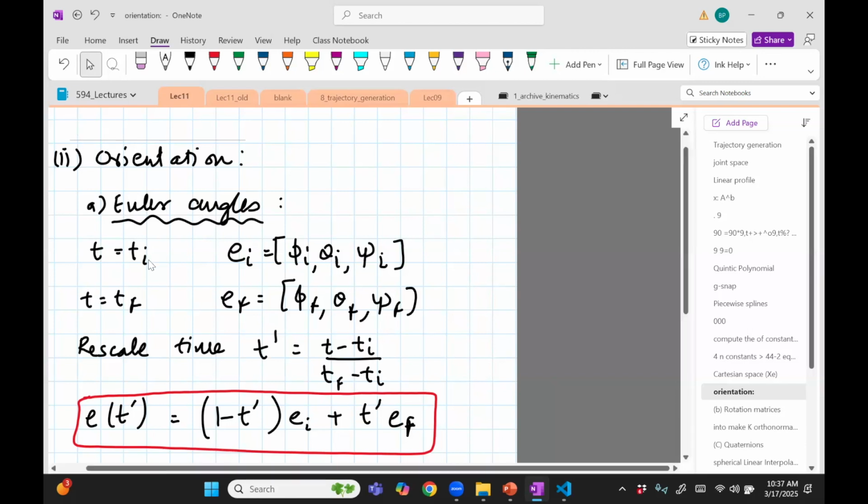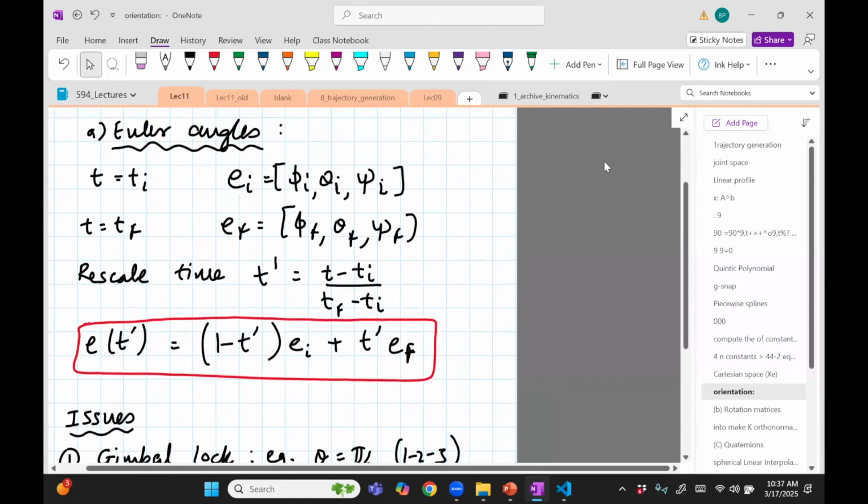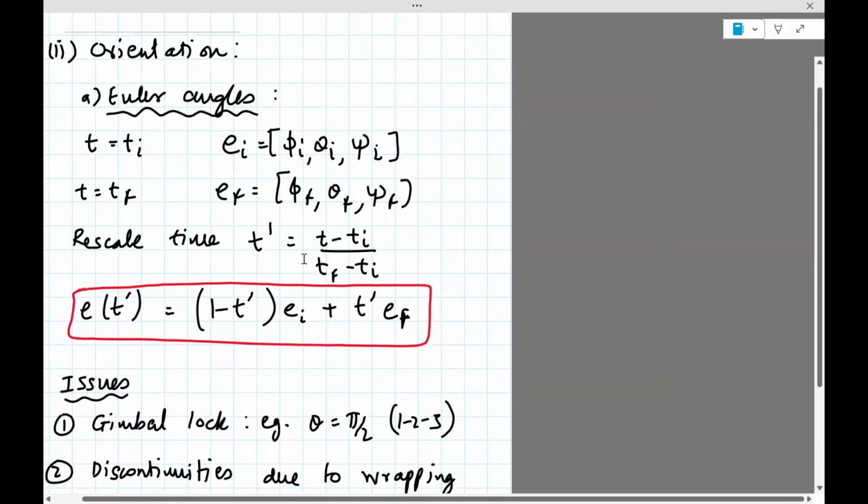So Euler angles, say there's the initial Euler angle, EI, and final Euler angle, EF. We're going to use a linear time profile. I'll show you how to do it with cubic and quintic, but let's take a linear profile. Here I'm going to rescale the time: t minus ti over tf minus ti. If I put t equals ti, I get t prime is 0, and if I put t equals tf, I get t prime equals 1. So it just rescales it from 0 to 1. It's easier to work with that, and you could do that for the earlier ones too. Just that here I'm doing it and there I did not do it.